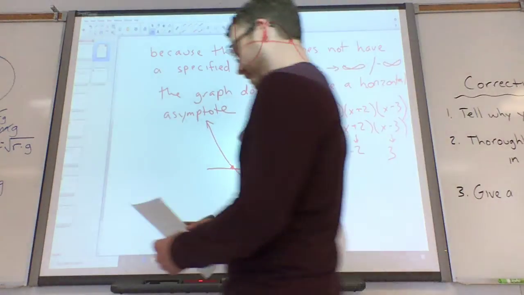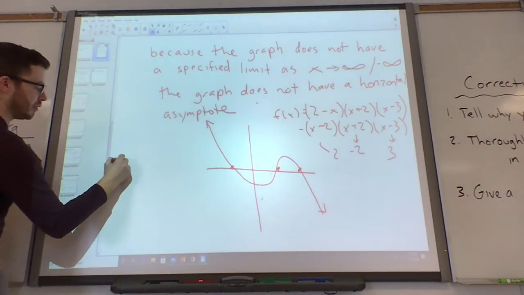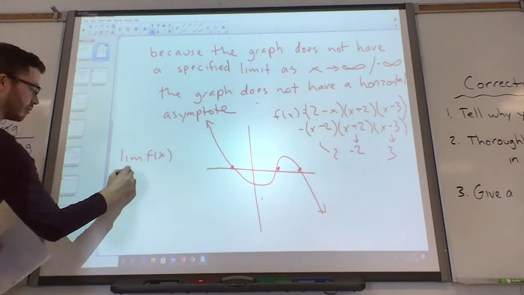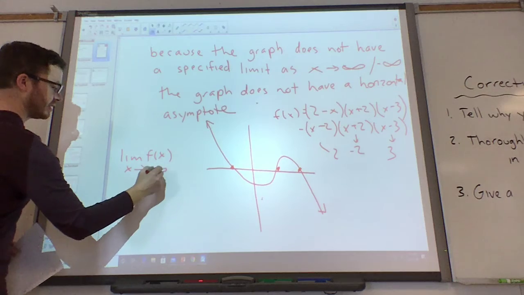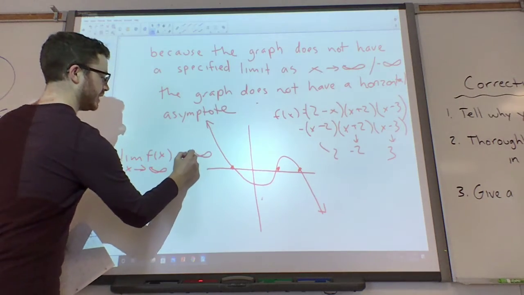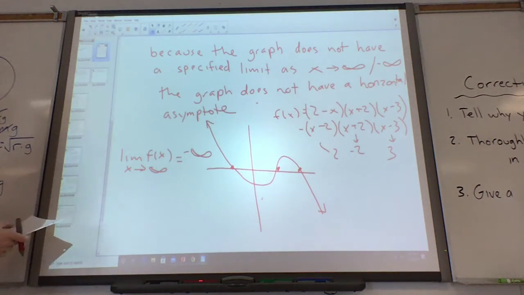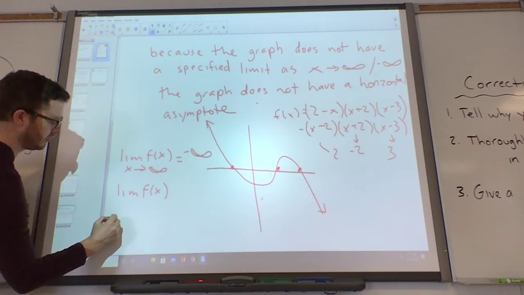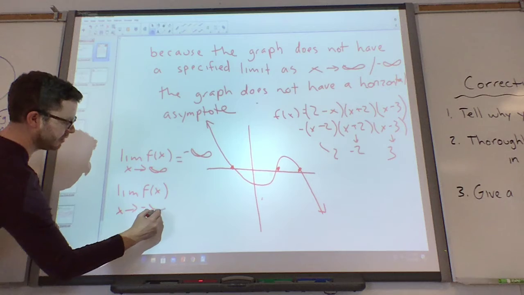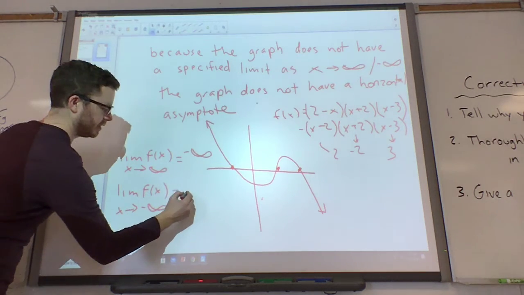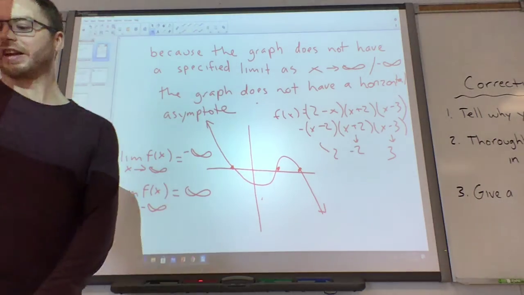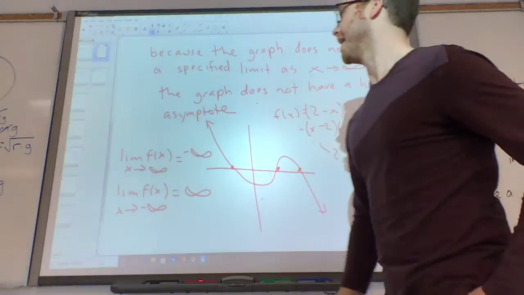And then we can say, as we solved before, the limit of f of x as x approaches infinity is equal to negative infinity, like we did. We've previously done that. And then the limit of f of x as x approaches negative infinity is equal to positive infinity. And that makes sense when we look at our graph.